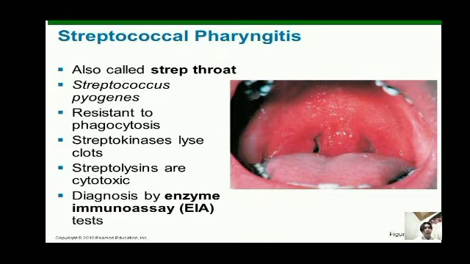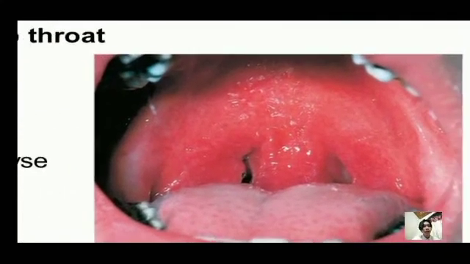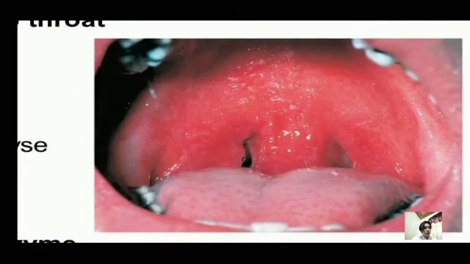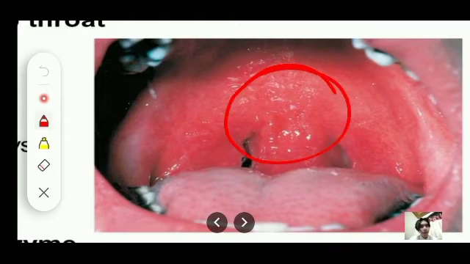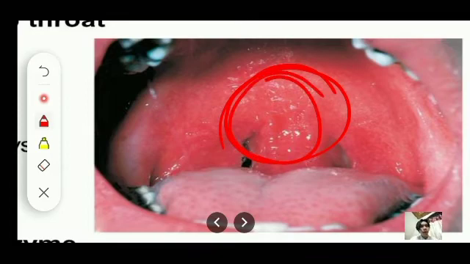Then, as you can see, here is a picture of a person having streptococcal pharyngitis. Note the inflammation of the upper part of the mouth, which is basically right here. So as you can see, the redness, this is called pharyngitis or sore throat.